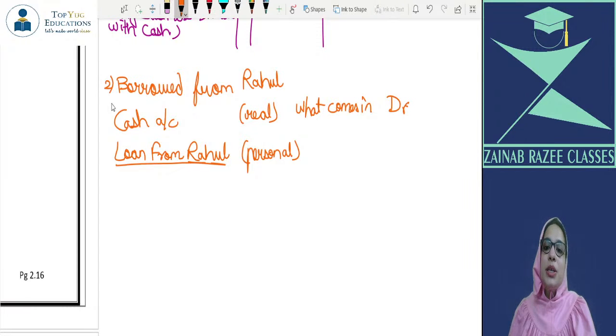And loan from Rahul, personal account. Debit the receiver, credit the giver. Again, Rahul has given us what? A loan. So he is the giver. Hence, it is credited. Okay. I hope it is clear.